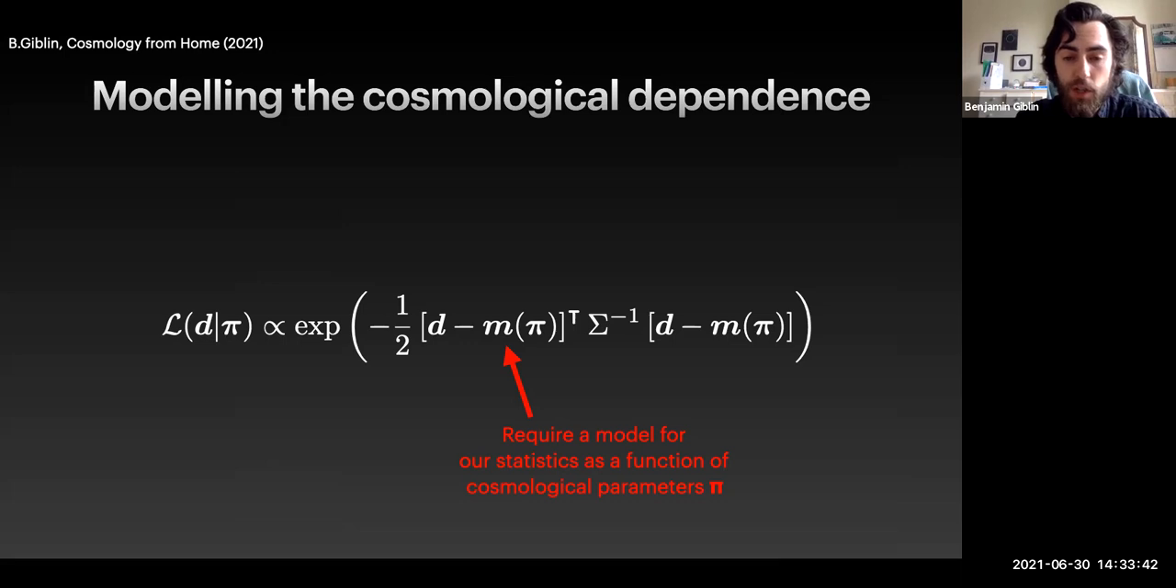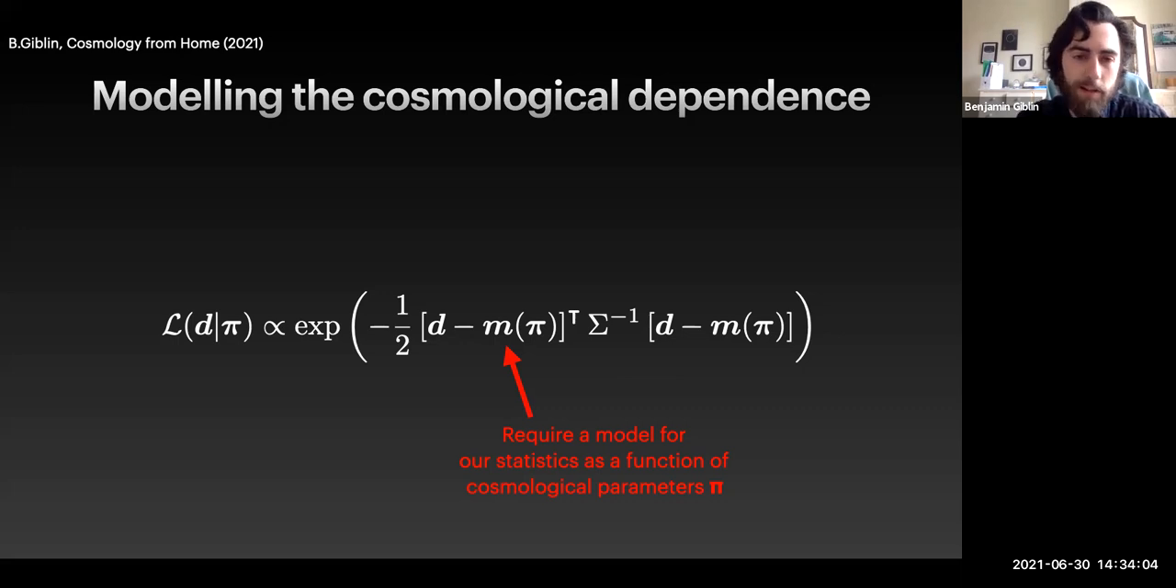So in this equation, you've got the difference between your data and the model of your statistic as a function of pi. So in a standard weak lensing analysis, we have an analytical model for your correlation function and how it varies with cosmological parameters. But with these new statistics, we don't have that.